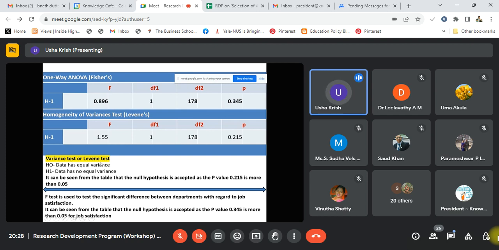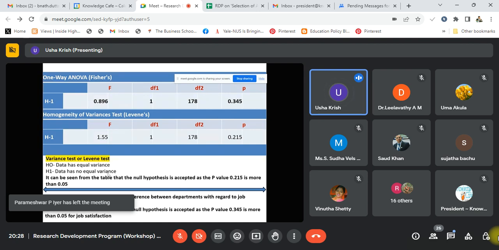You have to do it. Now, what is this? Here you are going to see whether the data has equal variance or not. To find that out, you are going to do this Levene test or variance test. How are we going to formulate the hypothesis? H0, how are we going to write? Data has equal variance. H1, data has no equal variance.